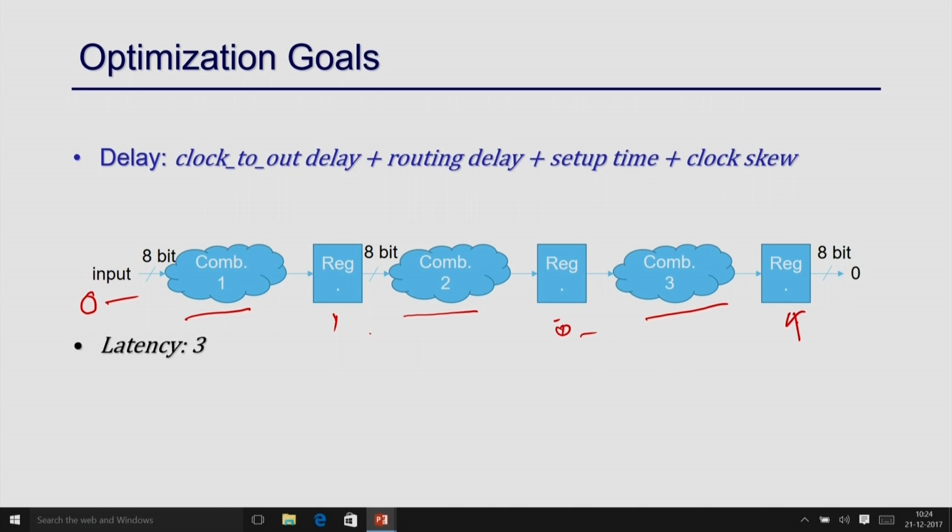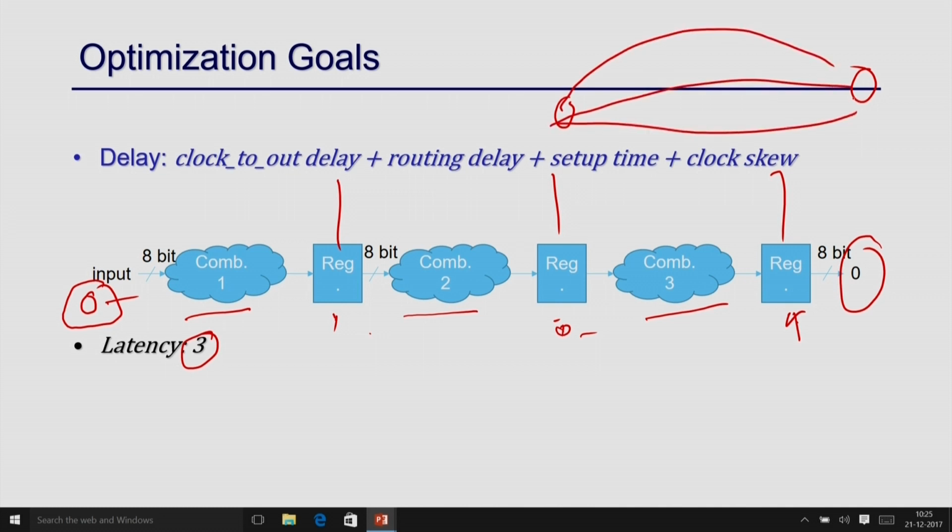So, you need 3 cycles for the output to be generated for a given input, right. That means the latency is 3. It is basically the number of sequential register levels from the input to the output, and you can have multiple paths from your input. Suppose in this path there are maybe 2 registers, in this path maybe 4 registers, and this path may have only 1 register. So, the latency will be determined by the maximum number of registers in a path from the input to output.